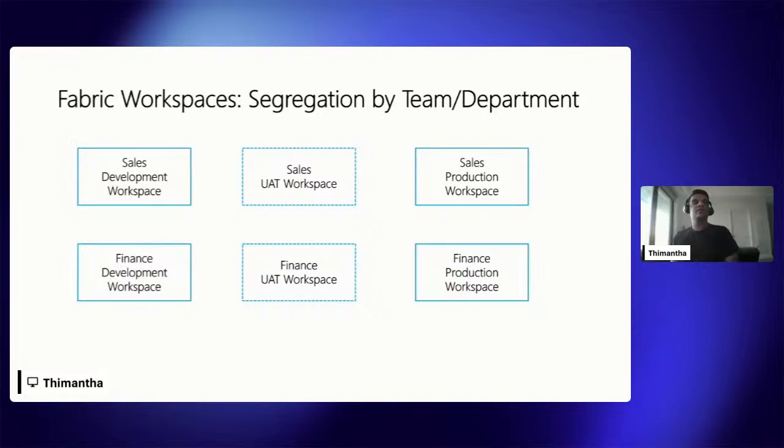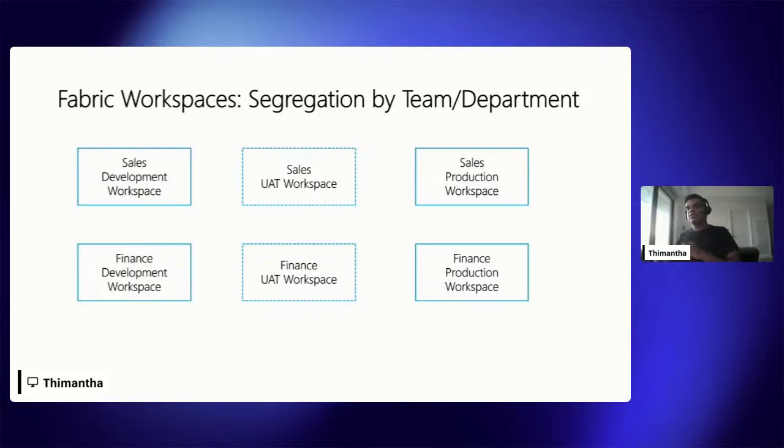Now, we can segregate workspaces by teams or departments, right? What does that mean? As per the example on the screen, we have a development workspace for the sales team or sales department, and they have their own UAT workspace and their own prod workspace, right? For the finance department or team, it's the same process: you have a development workspace, a UAT workspace, and a production workspace, right?